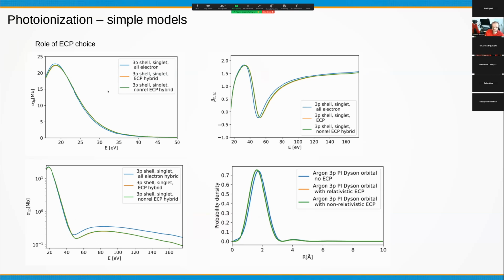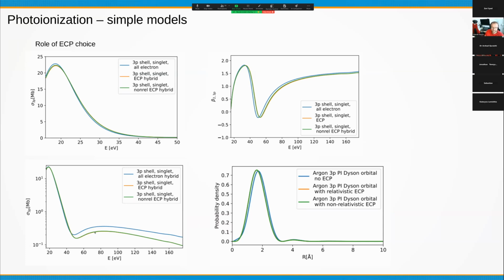And this is the cross-section in the linear scale. And here on the bottom, we see it in the logarithmic scale. So on the linear scale, the cross-sections calculated on the all-electron level and with two different types of ECPs look very much the same. On the logarithmic scale, it reveals that there is some small discrepancy here at the high energy region.